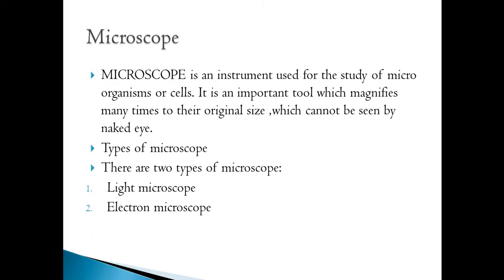So this is microscope and we are going to start with the definition of microscope. A microscope is an instrument that is used for the study of microorganisms and cells. It is an important tool which magnifies objects many times their original size, which cannot be seen by the naked eye. So here are the types of microscope. Basically there are two types of microscope. Number 1 is light microscope and number 2 is electron microscope.